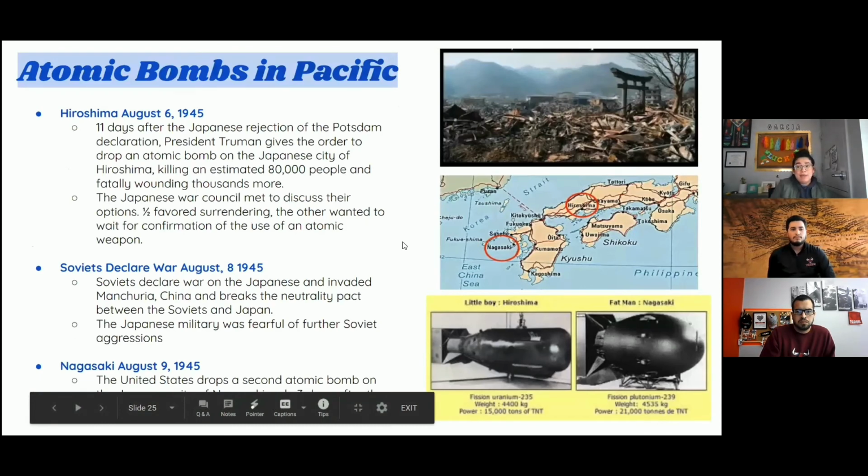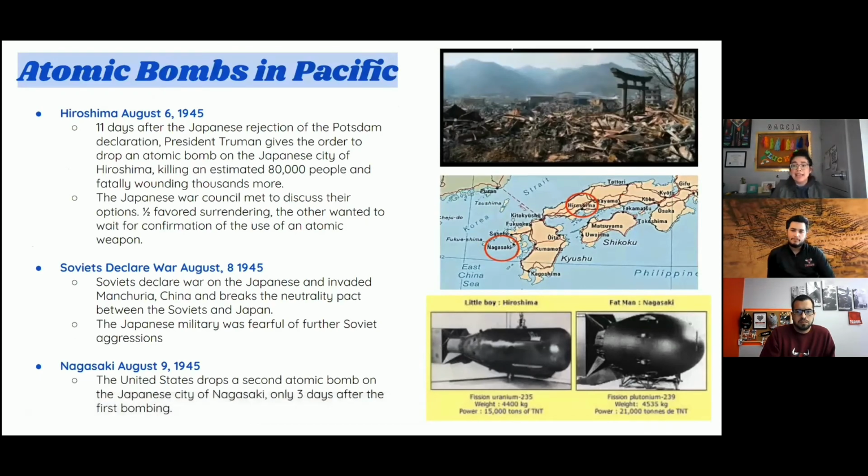But this is what happens. In the meanwhile, while they are deciding their next move, we have the atomic bombs that are used in the Pacific. In Hiroshima on August 6th of 1945, 11 days after the Japanese rejection of the Potsdam Declaration, President Truman gives the order to drop an atomic bomb on the Japanese city of Hiroshima, killing an estimated 80,000 people and fatally wounding thousands more. The Japanese War Council met to discuss their options.